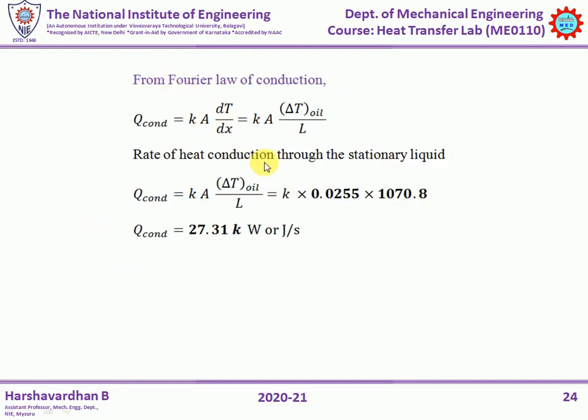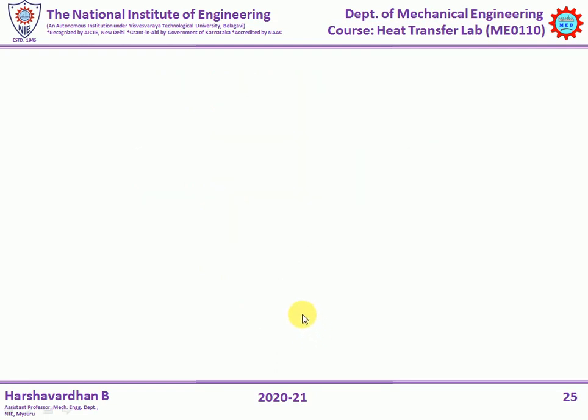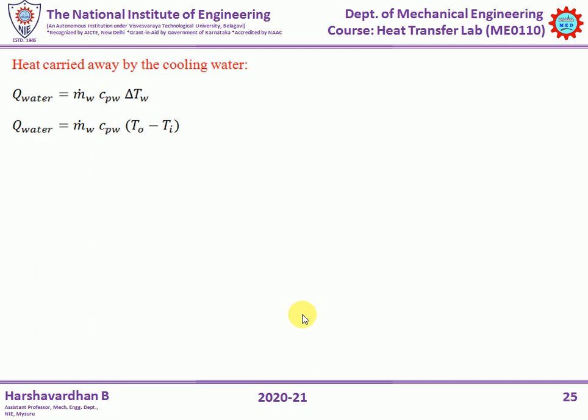Then by substituting the area value and the temperature gradient value in the Fourier law of conduction, we can calculate the rate of heat conducted through the stationary liquid as 27.31 into K joules per second. So here we have calculated the heat conducted in terms of the unknown thermal conductivity of the liquid, that is K. Then we are going to calculate the heat carried away by the cooling water.